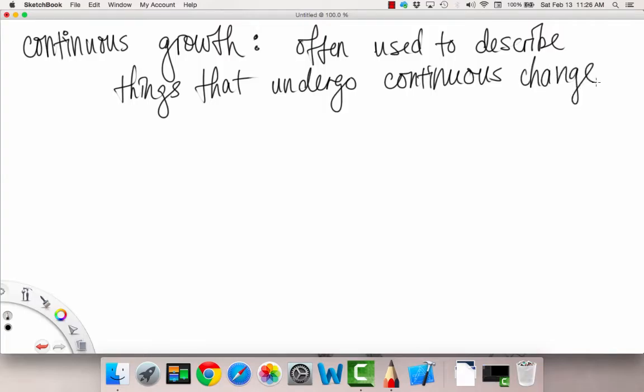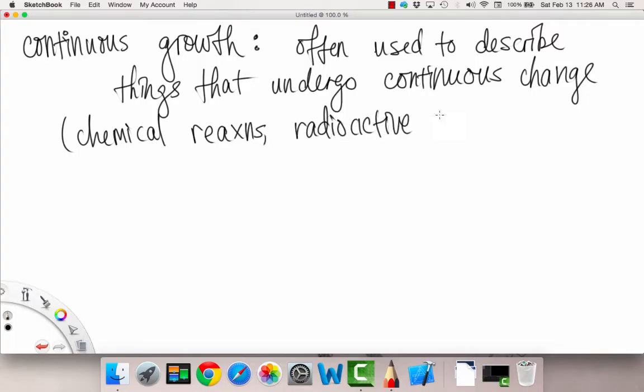And I'll give you some examples, like chemical reactions, for example, okay? Things that continuously change, reactions. We could also have something like radioactive decay. I know that's a really commonly used example, and et cetera.